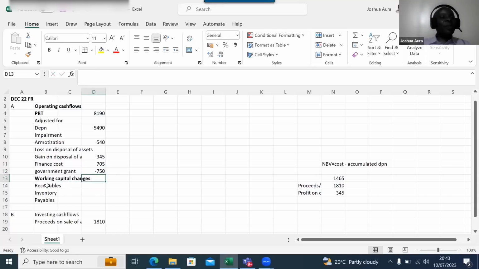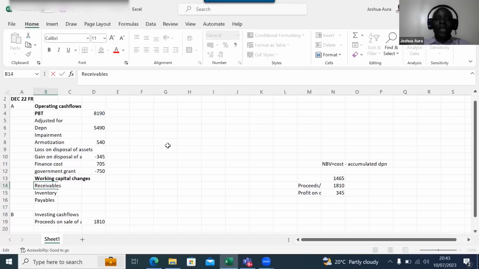So working capital changes, we are looking at what we've called rest in peace. So we start with receivables. Why do you think government didn't give cash there? We're not saying that it never gave cash. It gave cash, but the cash does not belong in operations. I have to cancel it here.